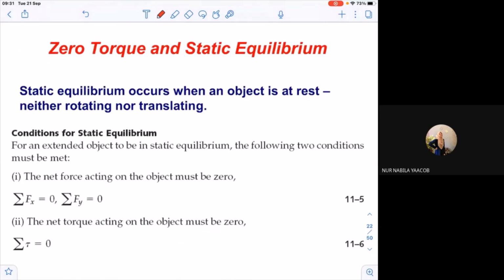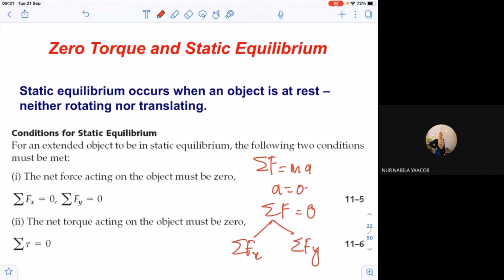Again, I would like to highlight it. The net force acting on an object must be 0. Summation of F is equivalent to ma. But if a is 0, then summation of F is equivalent to 0. Zero acceleration, therefore the summation of force will be equal to 0. The summation of force is now divided into Fx and Fy. If the object doesn't move in x and also in y, then everything is considered to be 0. Because of that, we call it static.